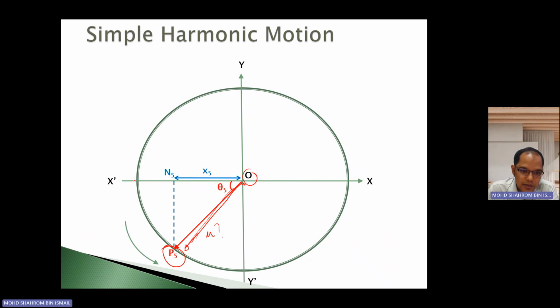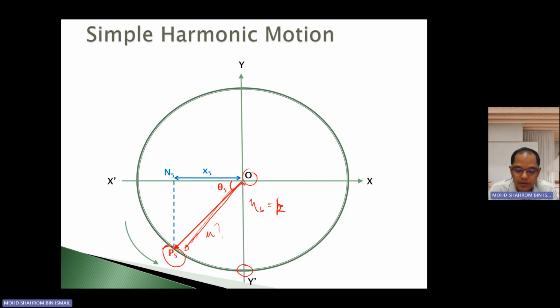At this point earlier, the distance from 0 to X is the radius of the circle. Yet, if you move it to P5, X5 is much shorter. And then it all moves out. Let's say if it goes here, then the distance X6 would be R, the radius. So this is something that you need to understand.